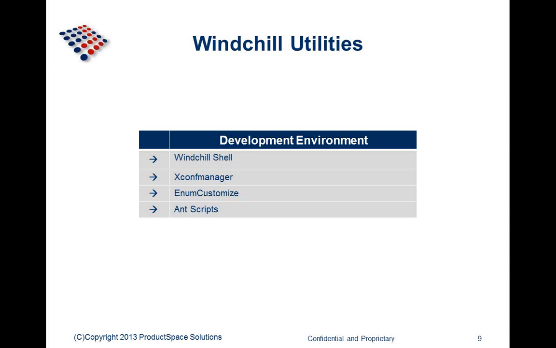The xconfmanager is a command line utility that you can run to add, remove, or modify properties in Windchill property files. Enum customize is one more utility that can be used to edit and build resource bundles. And Ant scripts are also provided, and they are used to perform several activities, including compilation of a Java program and building jar files and so on.